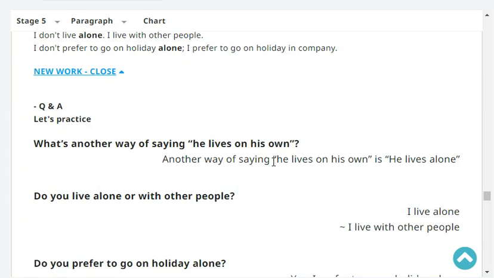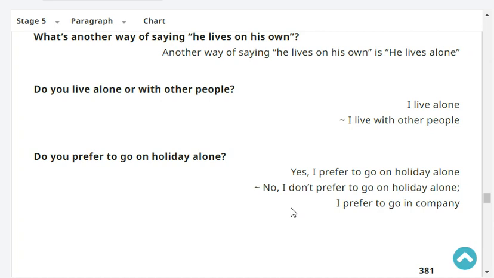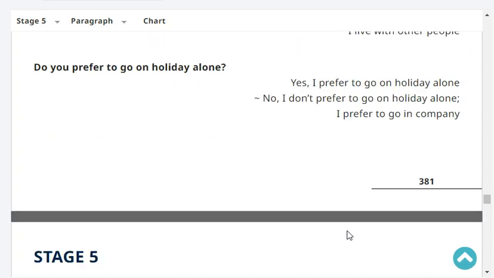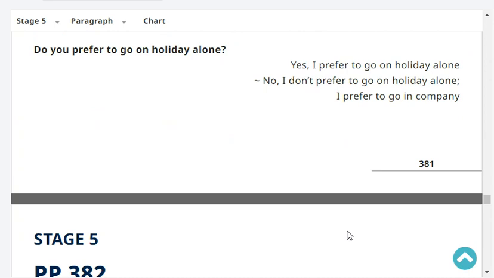Let's practice. What's another way of saying he lives on his own? Another way of saying he lives on his own is he lives alone. Do you live alone or with other people? I live with my family. Very good. Do you prefer to go on holiday alone? Yes or no? Yes, I prefer to go on holiday alone. Right? I like to go is also correct.